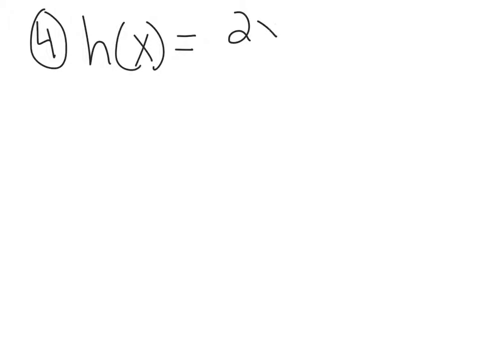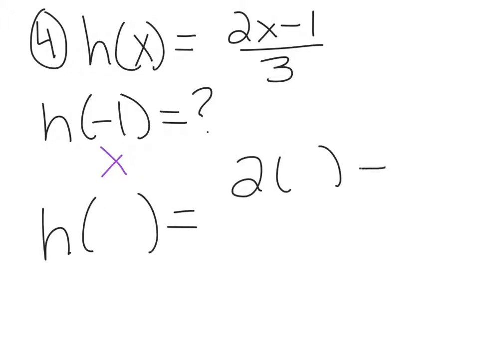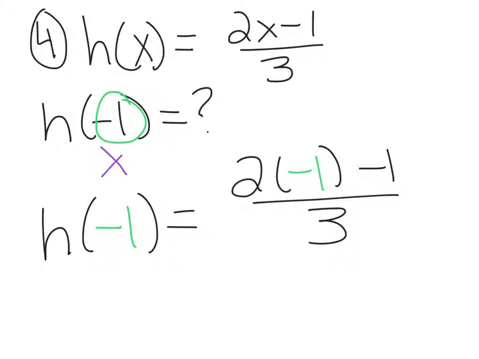Number 4 says that you have a function called h of x, and it is equal to (2x minus 1) over 3, and it wants you to find the value of h of negative 1. So again, remember this is the x, so we're going to plug that x in. So I'm going to have h of x equals 2 times something minus 1 over 3. And that something I'm going to plug in is this value right here. So I'm going to plug in a negative 1 and plug in a negative 1. And now I'm just going to simplify what I have.